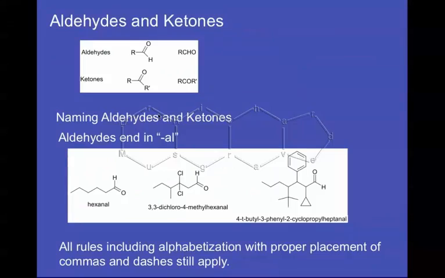I would now like to take a look at the names of aldehydes and ketones. For a start, let's look at what the functional groups look like. An aldehyde has the C double bond O on the end of the chain. That means we have an H connected to the C double bond O, and ketones have a C double bond O in the middle of the chain.